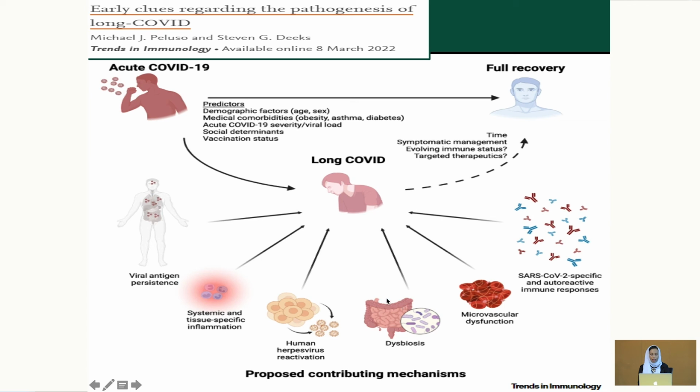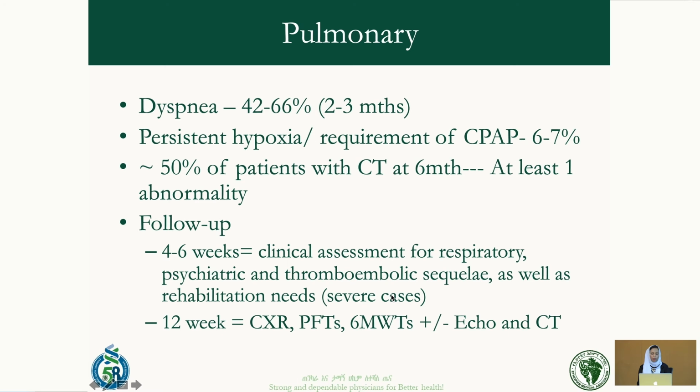Another mechanism is GI dysbiosis. There is a lot of evidence being gathered related to those who have GI dysbiosis, meaning beneficial organisms are fewer and more pathogenic organisms are residing. Antibiotics also contribute to the dysbiosis. As I said, dyspnea is the commonest manifestation. Persistent hypoxia and requirement of CPAP is also high.